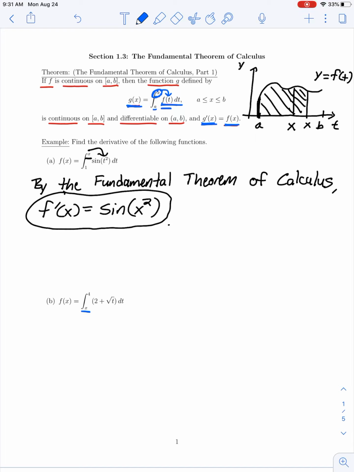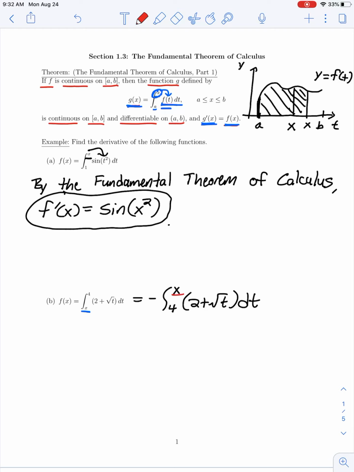And you might recall one of the properties of definite integrals that you saw in your Calculus 1 course was that we can reverse the order of the limits of integration by taking the negative of the integral. So this would be the same as the negative of the integral from 4 to x of 2 plus the square root of t dt. And now our variable for this function is the upper limit of integration.